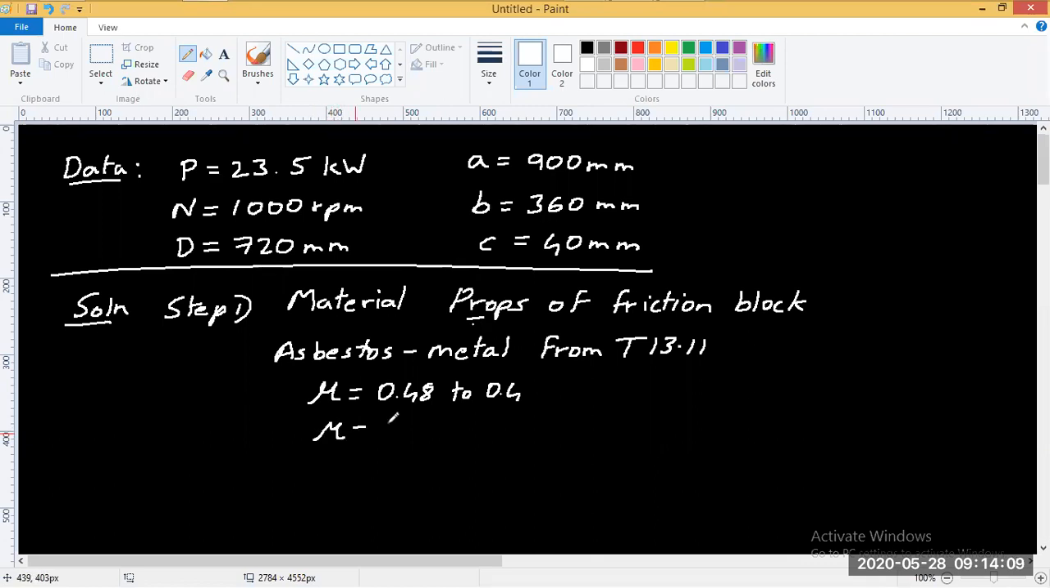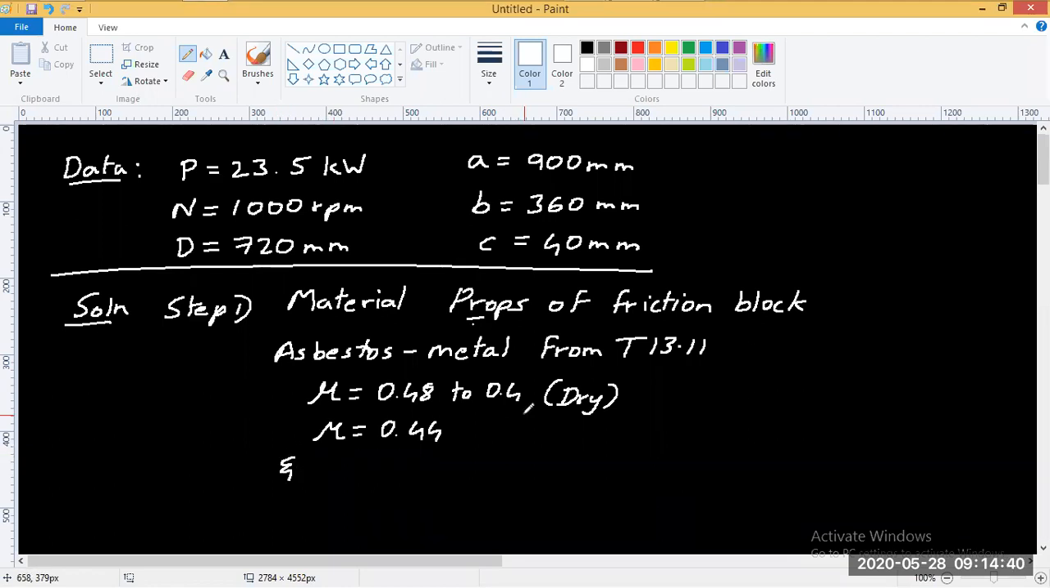So let's say mu is 0.44 something, right? Somewhere midway between this, assuming dry condition. Okay, you can assume greasy. Since it's not given, you can assume greasy, and you can also solve this. No problem. Again, this is a design problem, so the final answer doesn't matter. You need to concentrate more on the procedure that you are following.